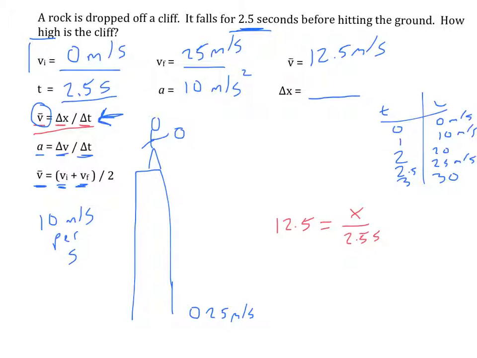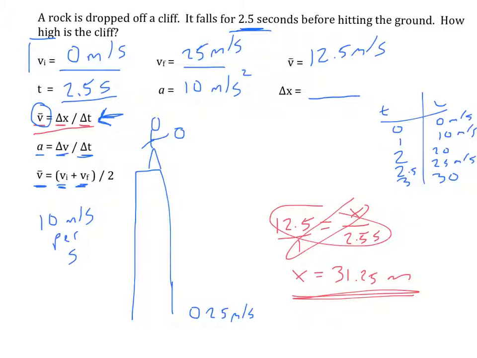So now we just solve for x. I could cross-multiply if I want to do it that way, however you want to do it algebraically. But we find that x equals 12.5 times 2.5, which is simply 31.25 meters. So this thing falls 31.25 meters in 2.5 seconds.